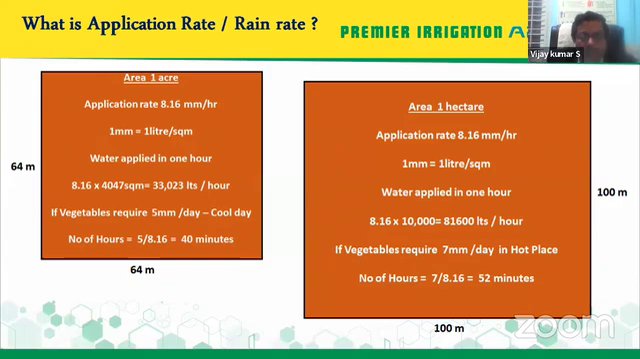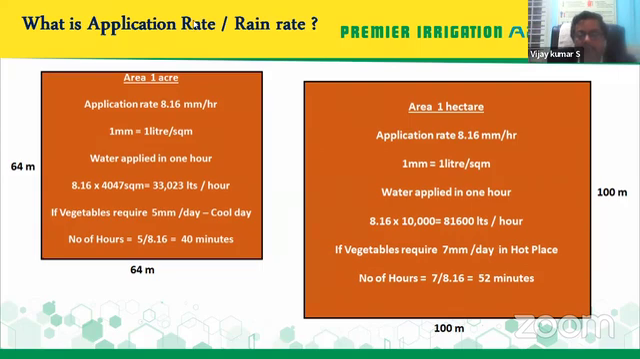So what will be the water applied in 1 hour? I need to knock off the square meter. So I just take 8.16 multiplied by the area, that is 47, which is the area of 1 acre. I will get 33,023 liters per hour. That means if this sprinkler system operates for 1 hour, it is going to consume 33,023 liters per hour. That is the meaning of this.